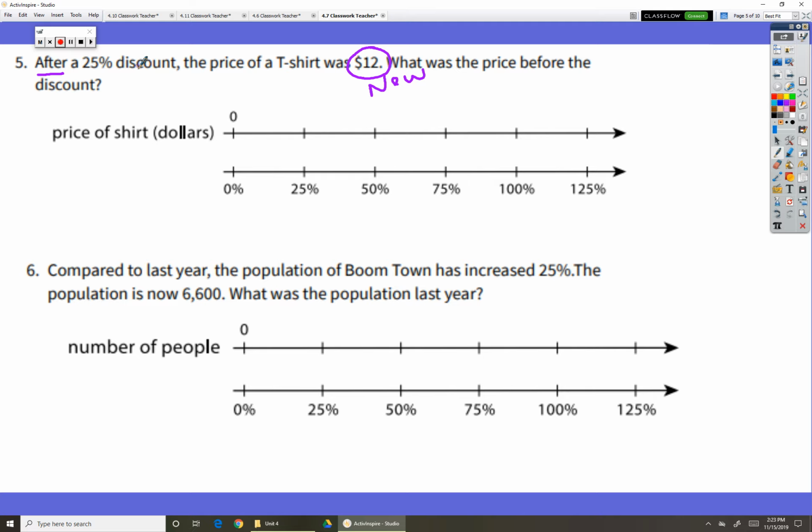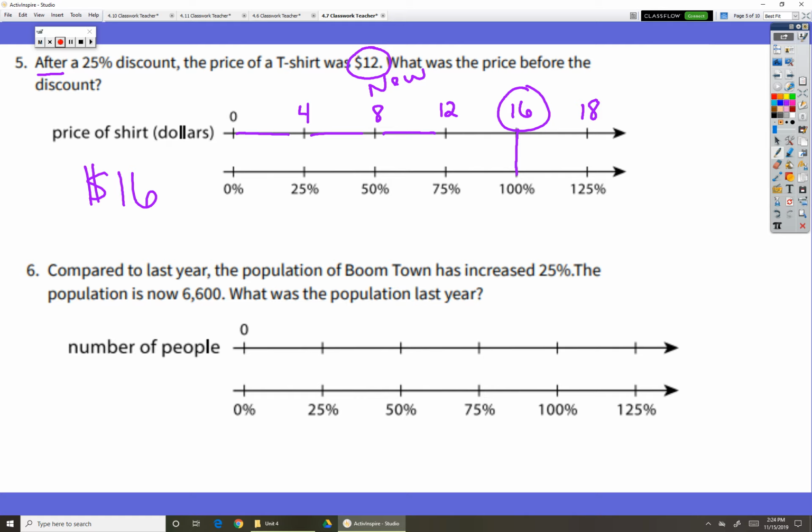Well, we have a 25% discount. So if we start at 100%, and we take a 25% discount, the price of the t-shirt is going to be at 75%. So we're going to put the 12 there. If you put the 12 above the 100%, that's okay. Just hopefully you did it in pencil. You can erase and fix this. So this is divided into 1, 2, 3 sections. 12 divided by 3 is 4. So we're going up by 4s. The price before the discount would have been the 100%. So the price before the discount was $16.